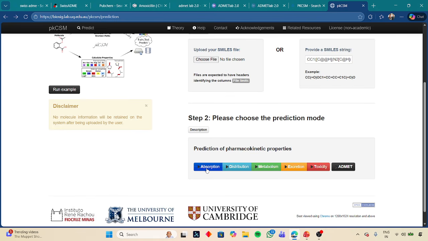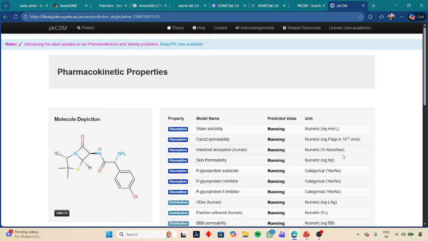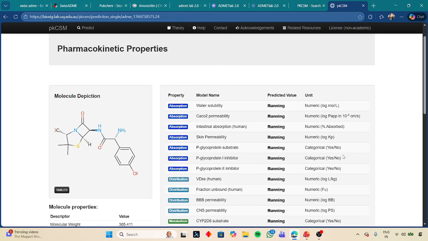We can see that there is an option of absorption, distribution, metabolism, excretion, toxicity. And if you want individually only absorption, then you can just click on absorption or click on distribution. And if you want the whole ADMET prediction study, just simply click on ADMET and it will give you the results.